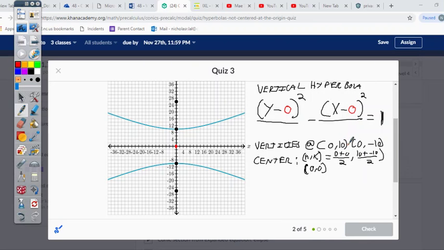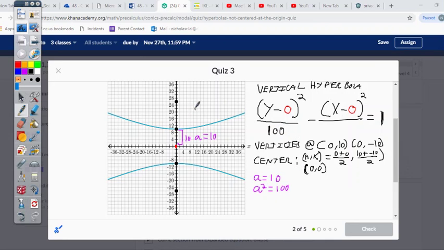Now we need to find our a terms, okay? So if the distance between the center and the vertices is 10, that means a is equal to 10. And if a is equal to 10, then a squared is equal to 100. And by the way, for a vertical hyperbola, a squared is going to go in the y term. So this is going to be 100.